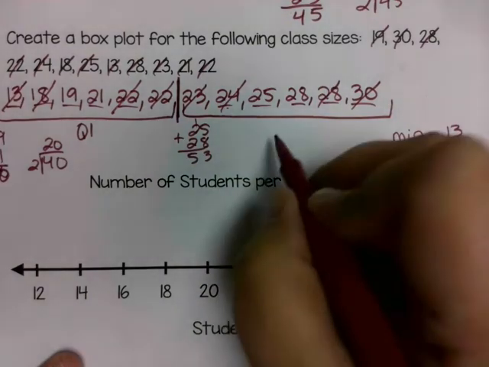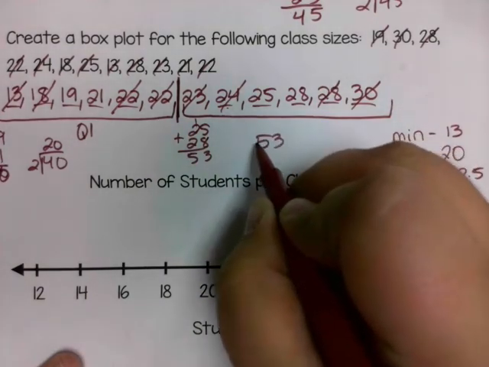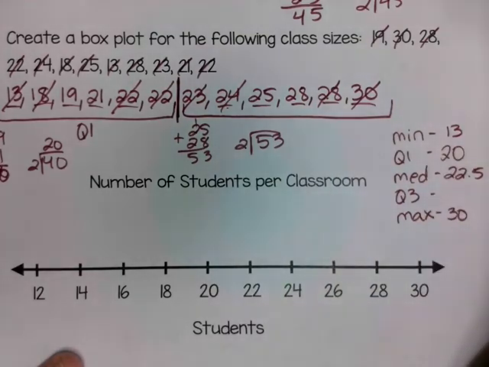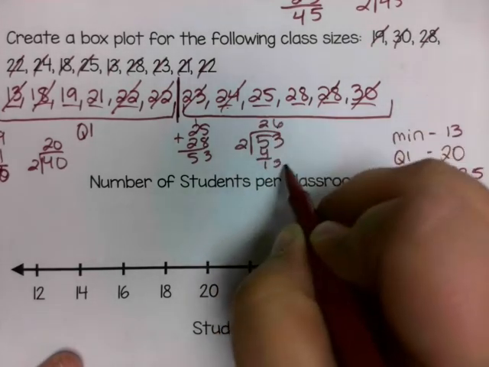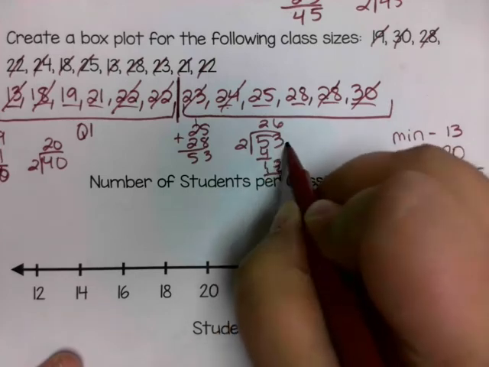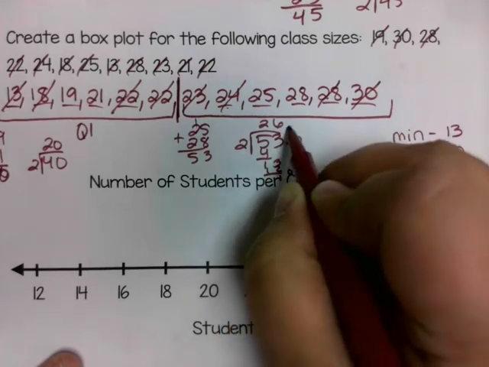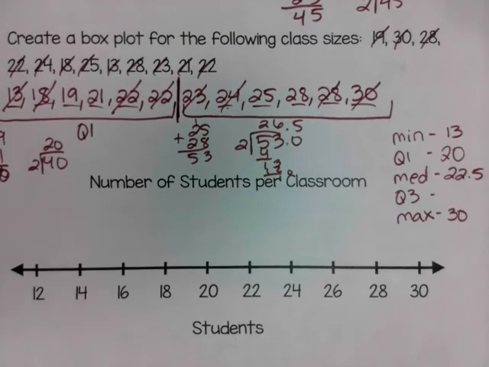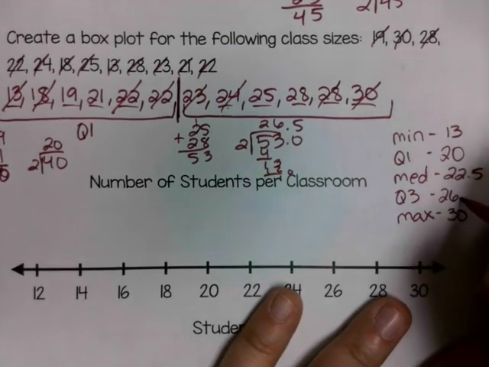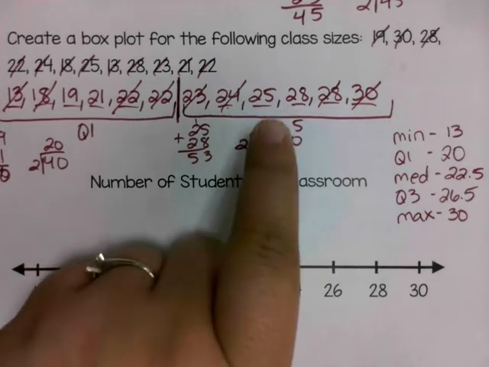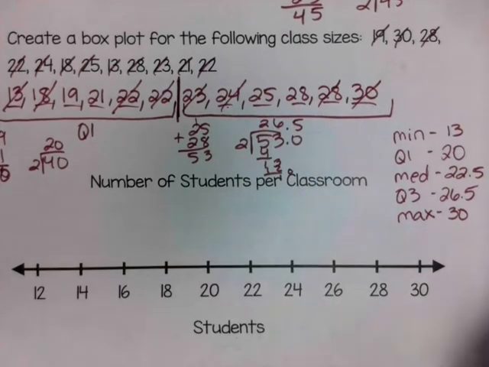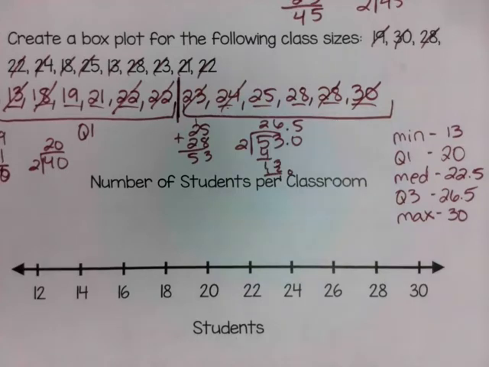And then we're going to take that new number and divide it by 2. Goes in twice. Run out of space. Have to add a 0, and then we get 0.5. Sorry about that, guys. 26.5. So again, we had to add those numbers up and then divide by 2 because there were 2 numbers in the middle. So that is my Q3 of 26.5.